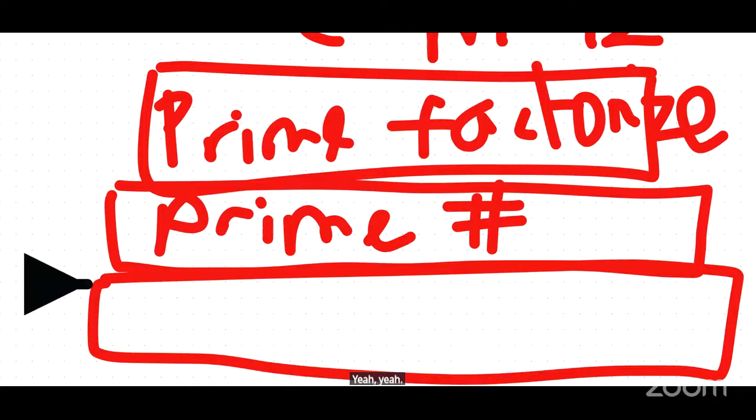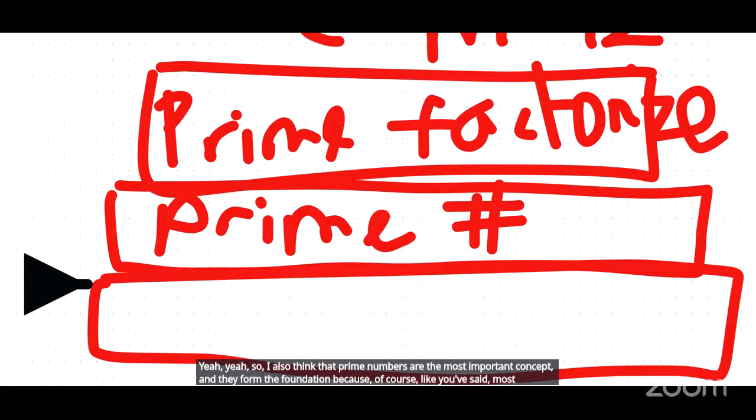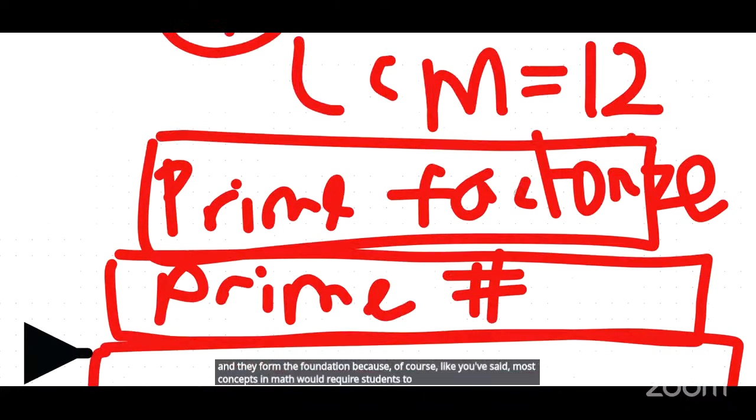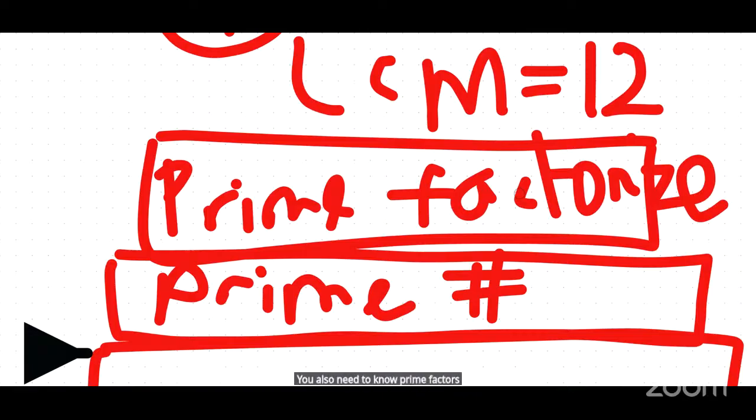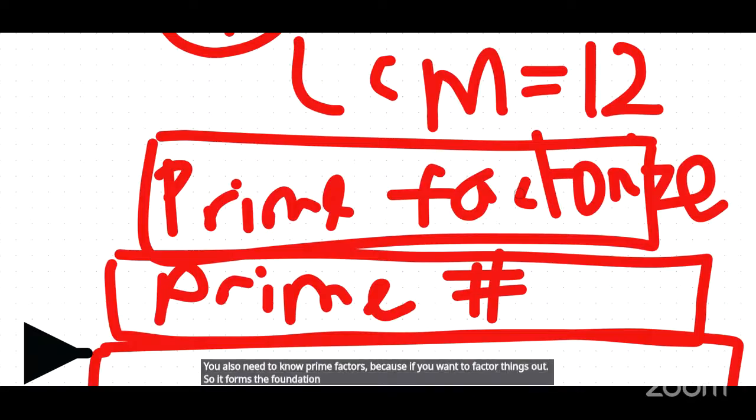Yeah. So I also think that prime numbers are the most important concept, and they form the foundation because, of course, like you've said, most concepts in math would require students to have a good understanding and apply the knowledge of prime numbers. For example, if you want to perform factorization of polynomials, you also need to know prime factors, because if you want to factor things out, so it forms the foundation, and just like you've said, it's one of the most important concepts in math.